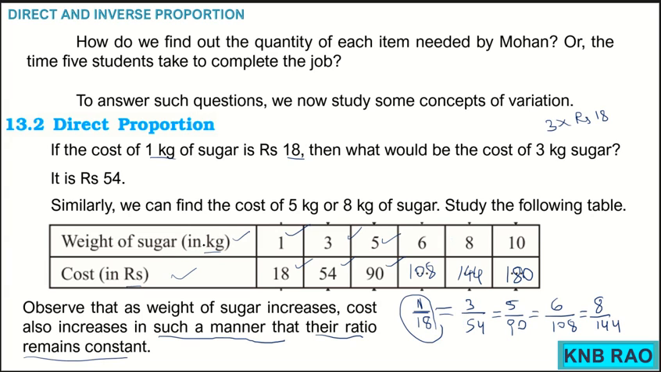So as the quantity of sugar that we purchase increases, definitely the cost for that quantity of sugar increases, but in such a manner that the ratio of their corresponding values remains constant. Now coming to another example.